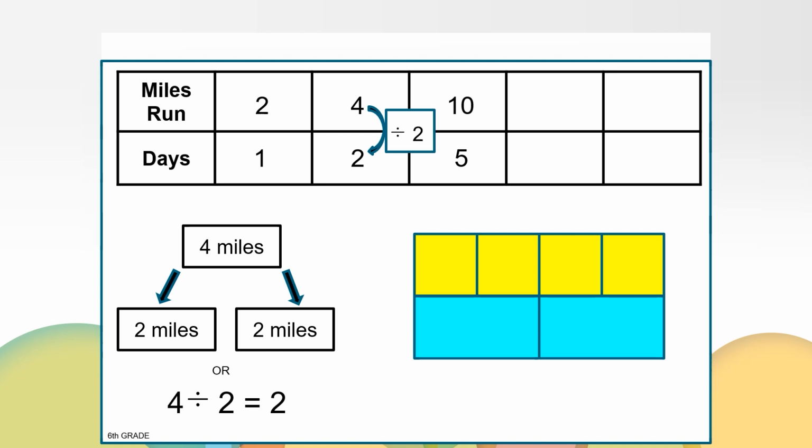That's right. It would take her 5 days to run 10 miles. How about 14 miles? You're on the right track. It'll take Carla 7 days to run 14 miles. What about 20 miles? You've got it. It'll take Carla 10 days to run 20 miles.